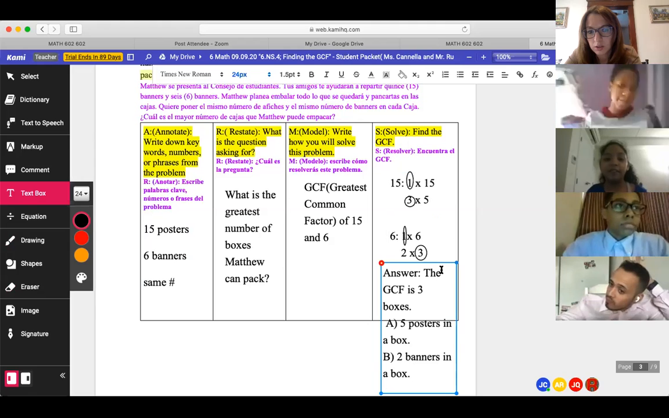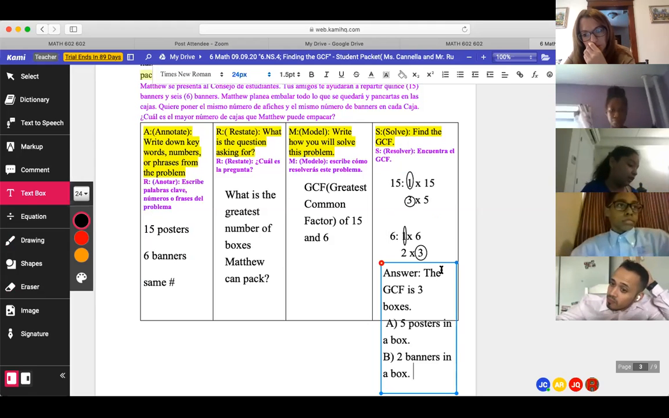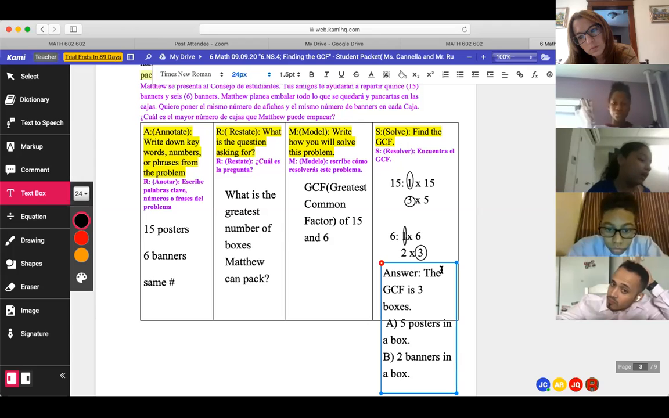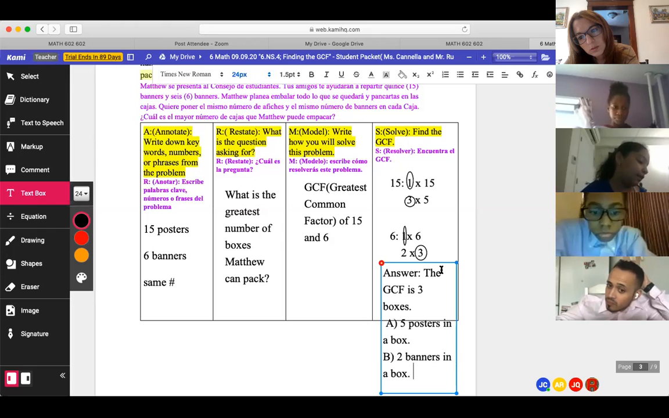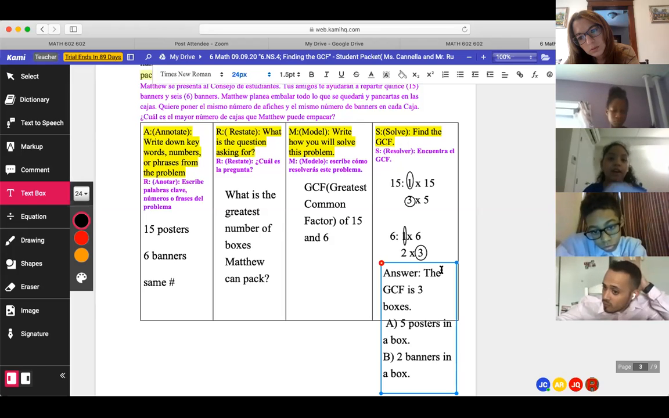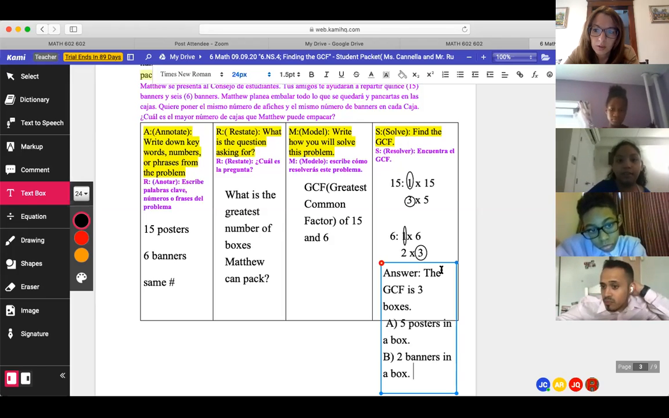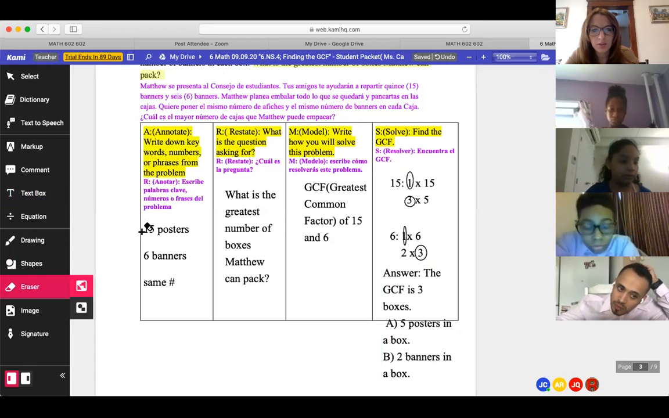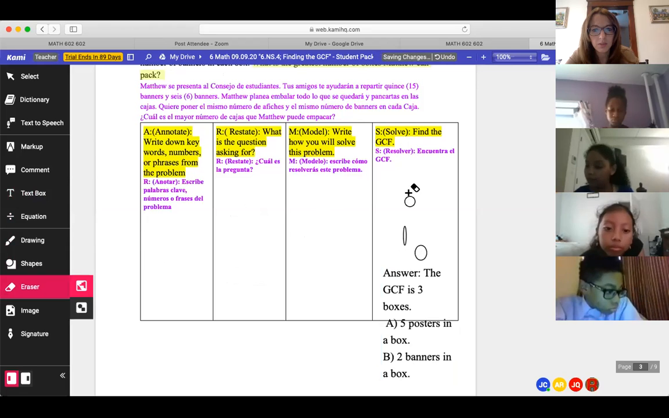I actually found that since 3 is the GCF, the other numbers in the equation, 5 for 15 and 2 for 6, are the ones that are in each box. It's kind of cool. Okay, cool way to think about it. All right, we're good on that one? Yes? Yep. Moving on to the next one.